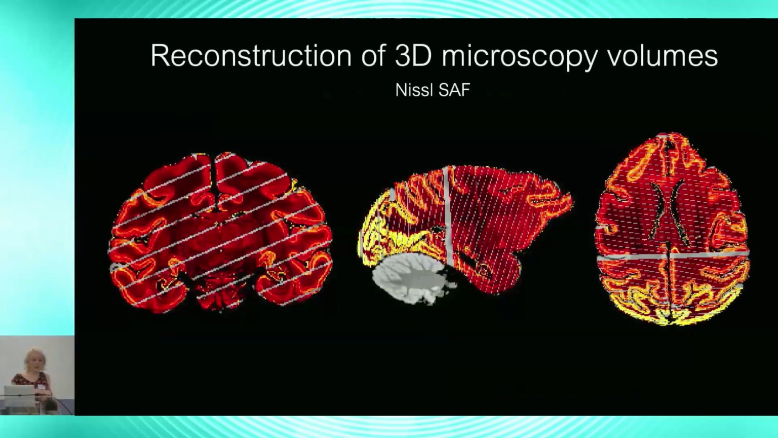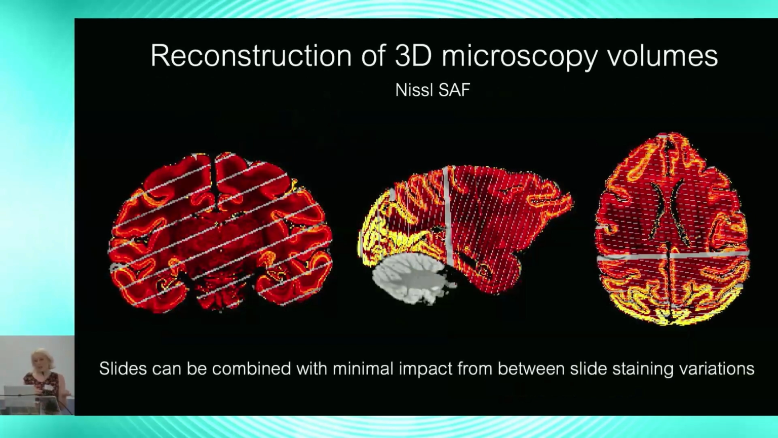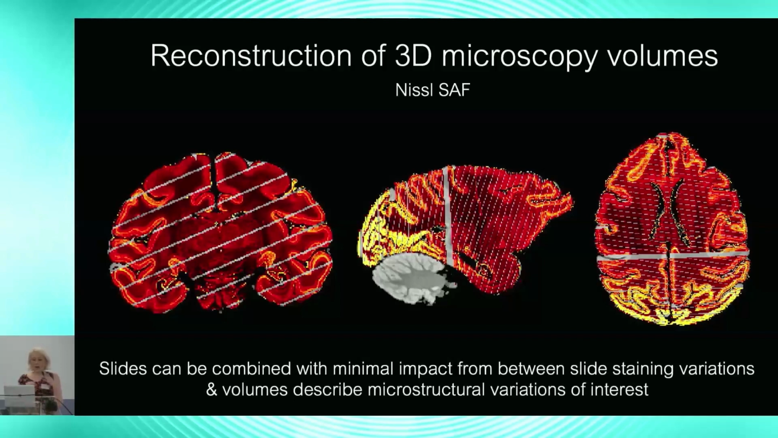Combining these co-registrations with our quantitative metrics, we can now reconstruct these 3D microscopy volumes. Here I'm showing an example of the Nissl stained area fraction, where even though each stripe within the coronal plane represents data from different slides, we observe smoothly varying metrics across the brain, which suggests that our slides can be combined with minimal impact from the between slide staining variations. Further, our volumes describe microstructural variations of interest across the white and gray matter, across cortical layers, and across subcortical regions as desired.